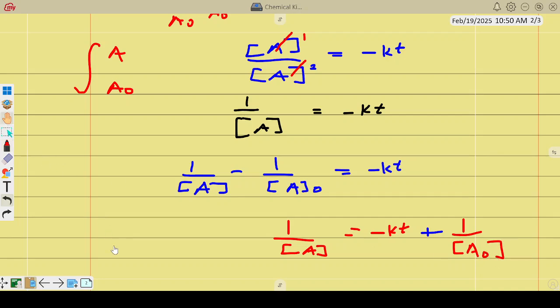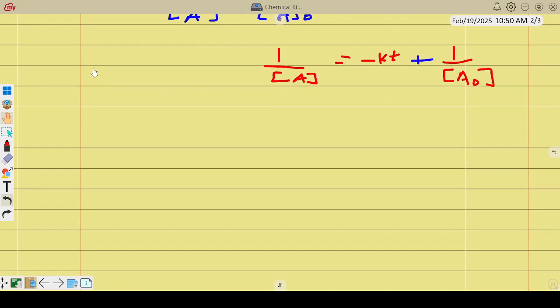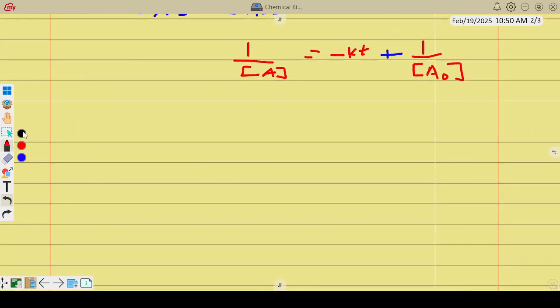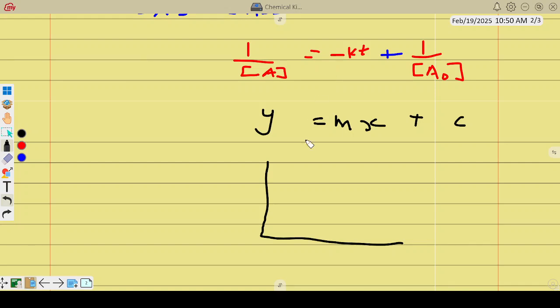A very important expression. This expression is just like the other one, so it can be written in the form y is equal to mx plus c. This is a constant, which cuts the y-axis. They'll give you a sketch of this, or any given values on the y-axis, when you have 1 over the concentration of A.